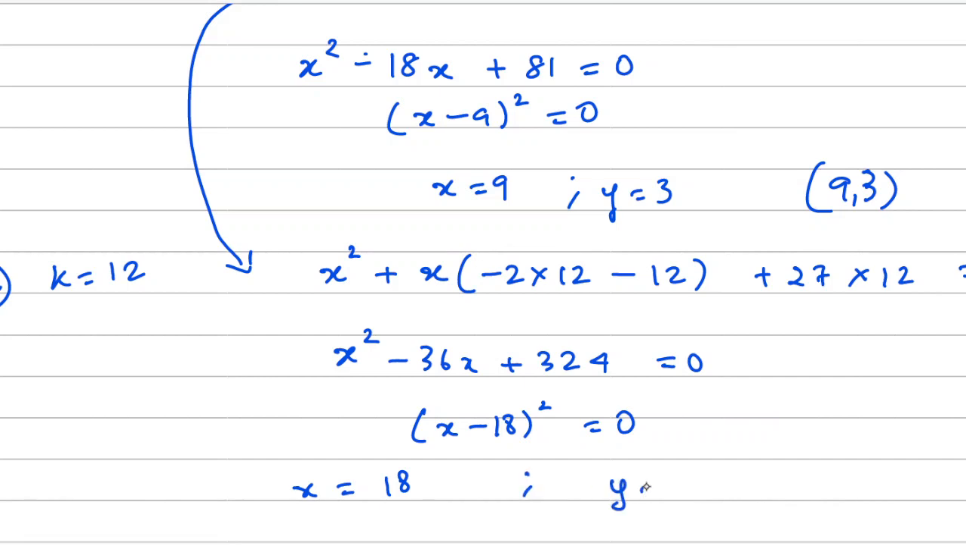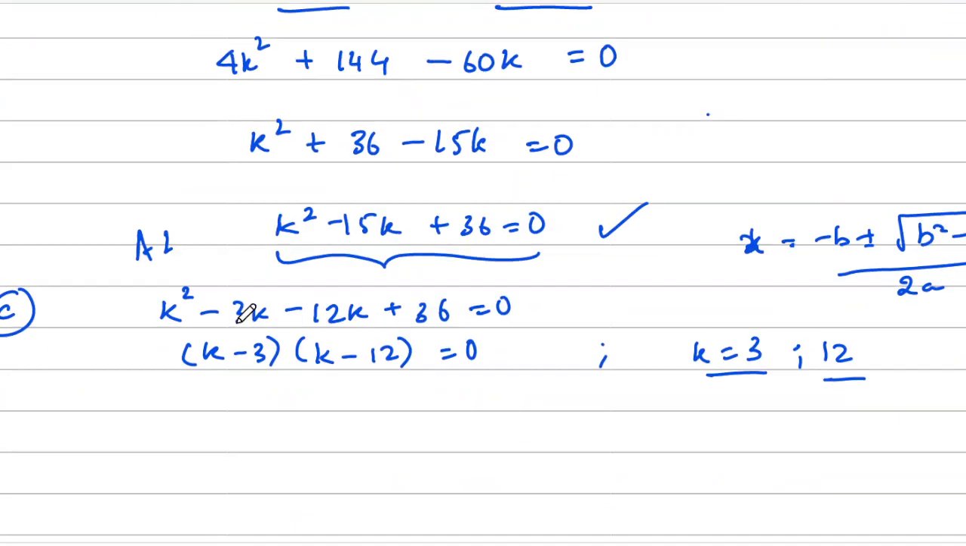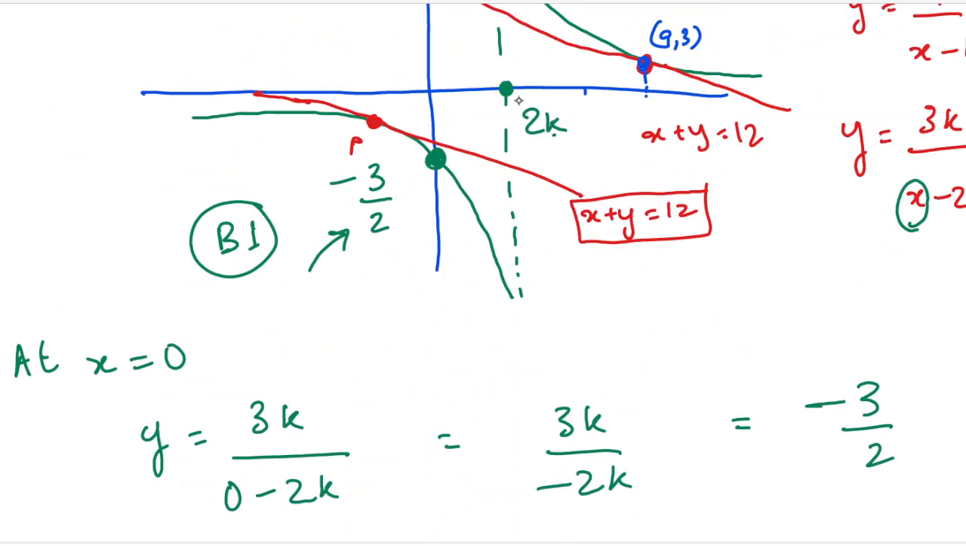So correspondingly, y will be equal to, when you put it in the equation x plus y is equal to 12, which is the tangent, and the tangent is also a point on the intersection, you'll get y is equal to minus 6. So the point is 18 comma negative 6. Okay, so this is below the x-axis, obviously, because the y value is negative.